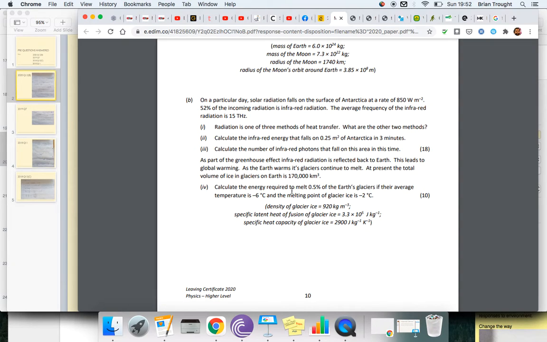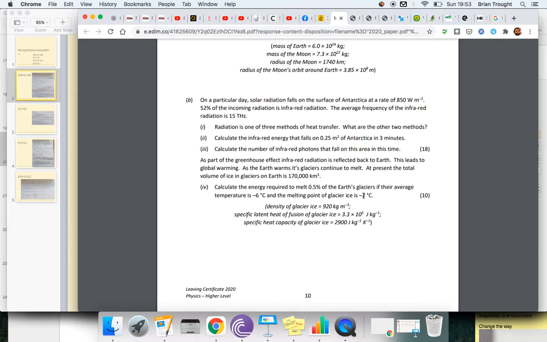Calculate the energy required to melt 0.5% of the Earth's glaciers if their average temperature is -6 and the melting point is -2. So what's happening here is the glacier has to heat up from -6 to -2, and then it changes state at -2 degrees Celsius. So the energy required is going to be mcΔθ to change temperature by 4 degrees plus mL to change state.